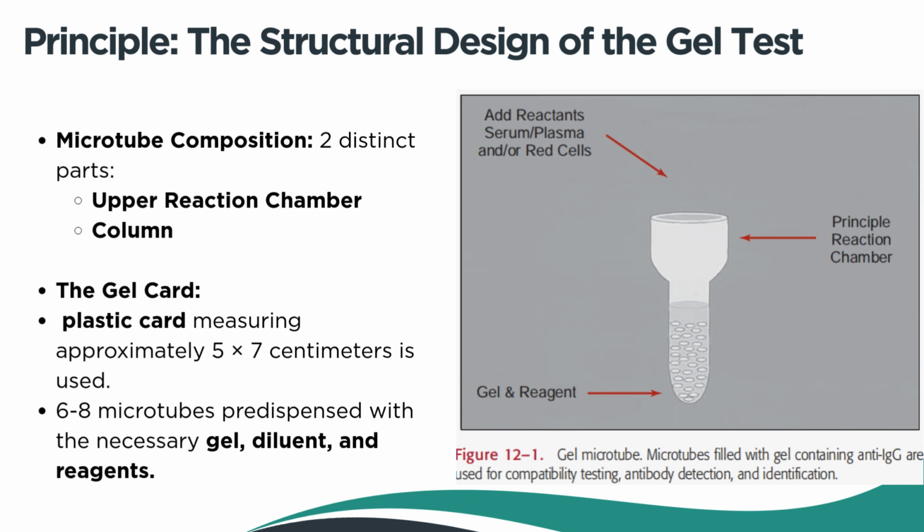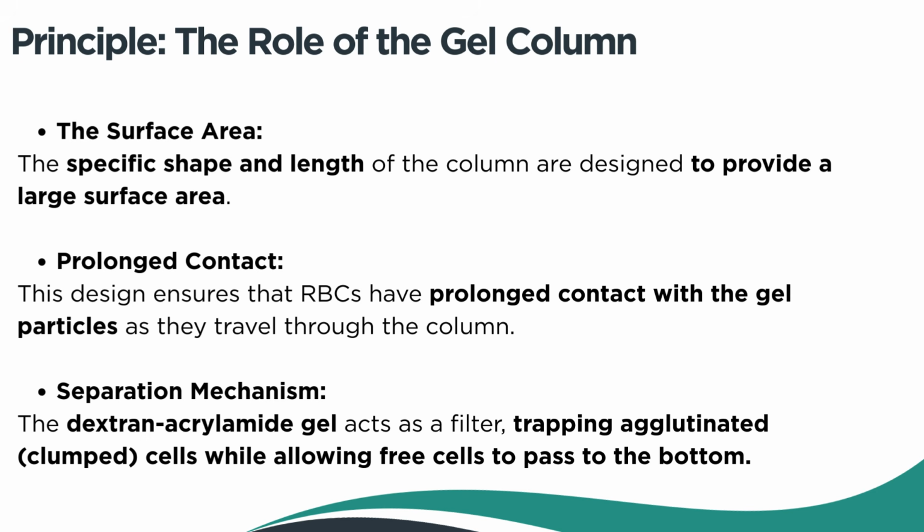So here we have the microtube. Again, what are the two distinct parts? We have the reaction chamber and we have the column. In the column, you can see the gel and the reagents. And the reaction chamber is where the reaction will take place, where your added reactants, your serum, your plasma, and or your red cells are being placed. So that's it.